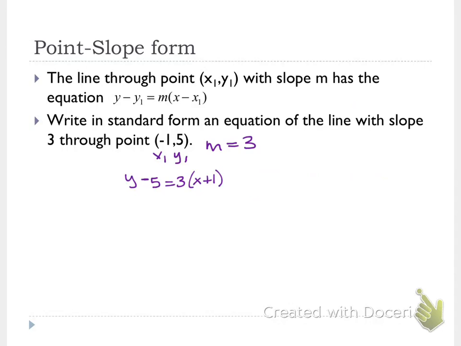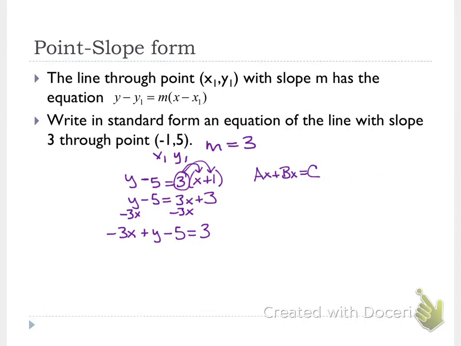Well, now we need to get it into standard form. And remember, standard form is ax plus by equals c. So we need to get all of our variables on the left, and our whole numbers on the right. So first thing we want to do is distribute this 3. y minus 5 equals 3x plus 3. Let's move this 3x to the other side and get negative 3x plus y minus 5 equals 3. Get rid of that 5 by adding it to both sides.